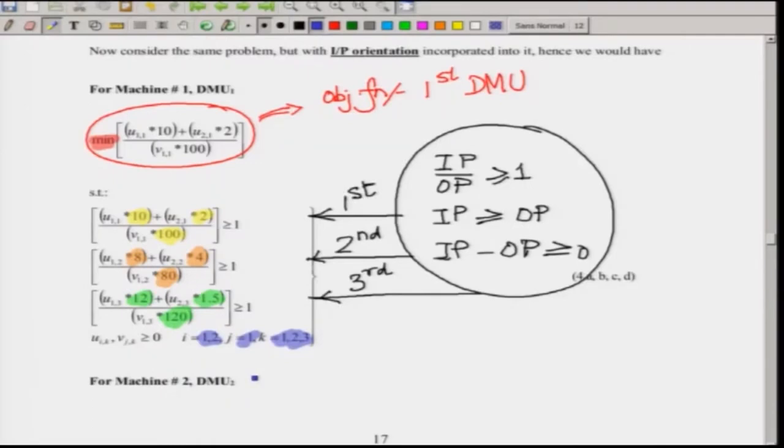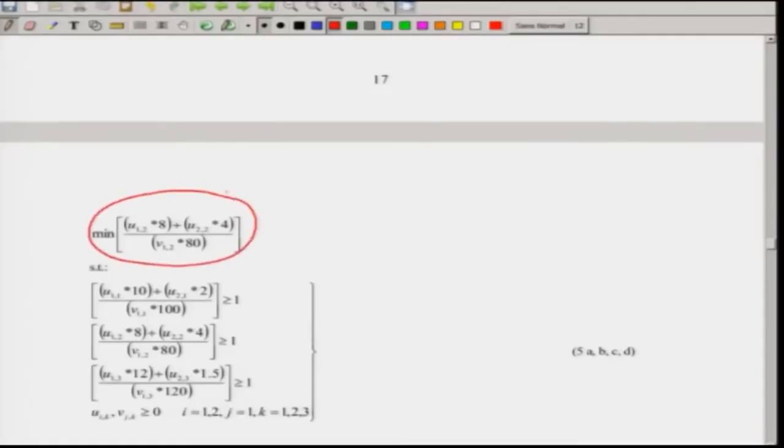Now, let us go for the second DMU, which is the second machine. Again, we will use the same coloring scheme. So, this is the objective function. So, we will mention it very explicitly. Objective function for the second DMU. And this is the minimization problem, so I should highlight it using the red color, which I have not done in the last class, but I am trying to make it much more explicit.